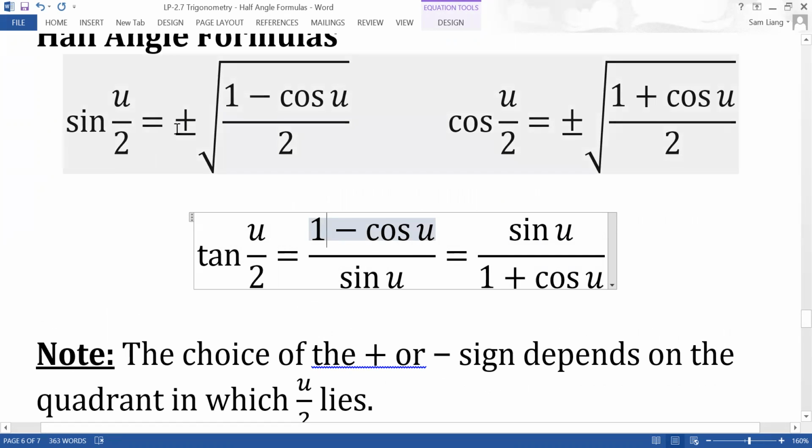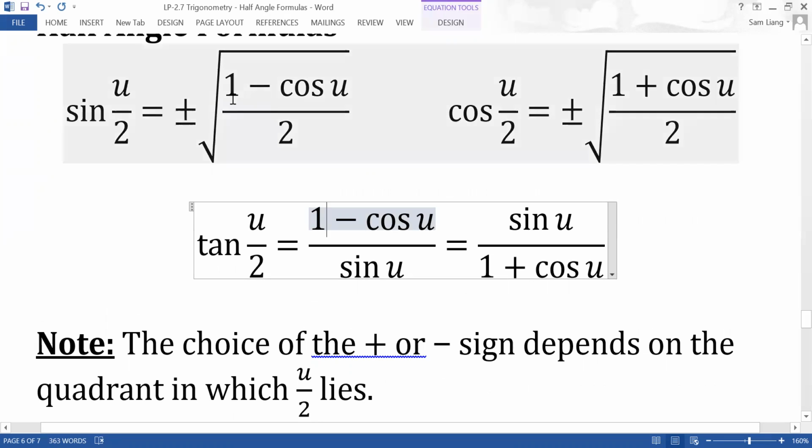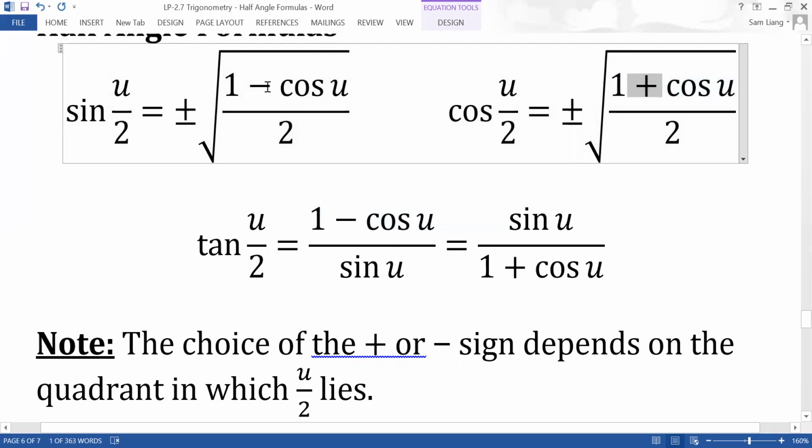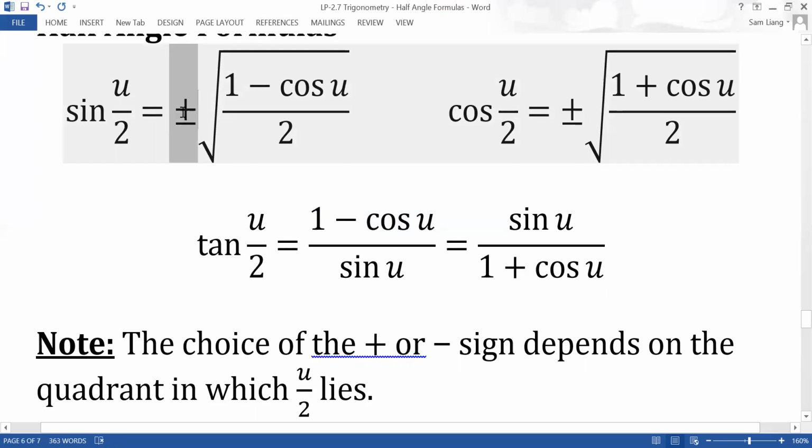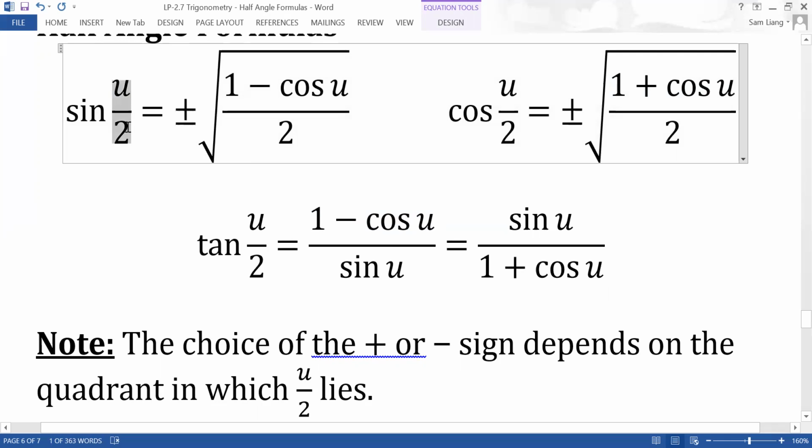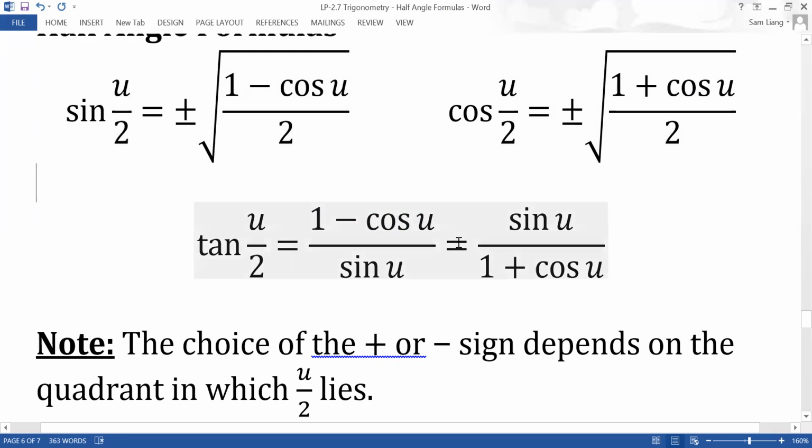And then sine of u over 2 equals plus or minus. So it'll depend on which quadrant u over 2 lies in, right? But that equals plus or minus the square root of 1 minus cosine u over 2. And then cosine is the same besides the plus sign in the middle. So for sine it's subtraction, for cosine it's addition here in the middle. But as I said, the choice of the plus or minus sign you're going to choose based on which quadrant the angle u over 2 lies in. Okay. All right. Makes sense? If you need time to copy this, please pause the video here. Otherwise, I'll move on to the next few questions.